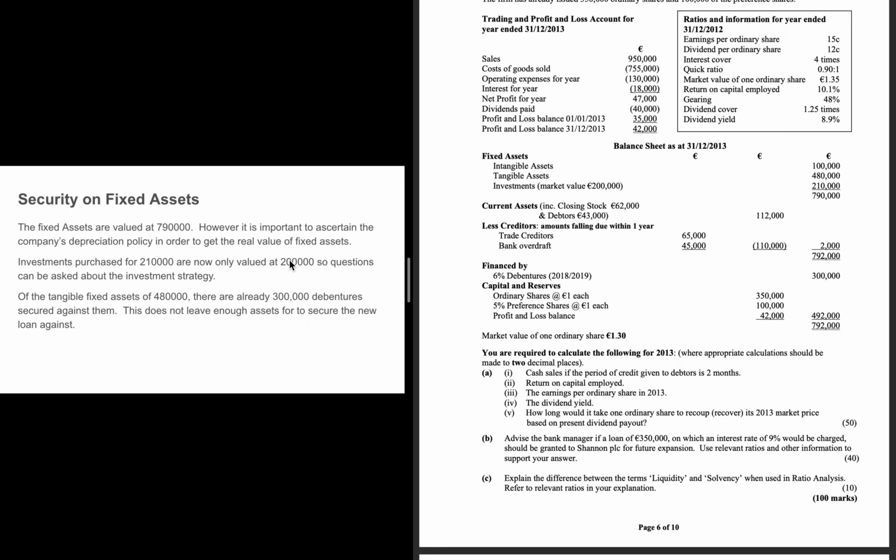Of the tangible fixed assets of 480,000, there's already 300,000 of debt secured against them. Okay, so that only leaves 180,000, and we want to take out a loan of 350,000. So it doesn't leave enough assets to secure the new loan against. Okay, so again, you definitely won't give a loan in that scenario.